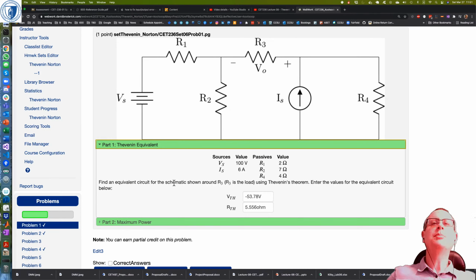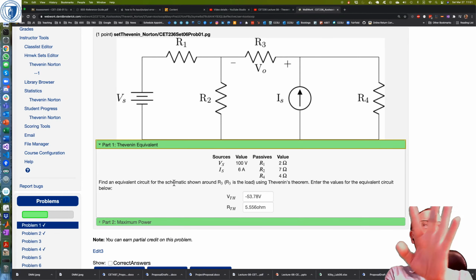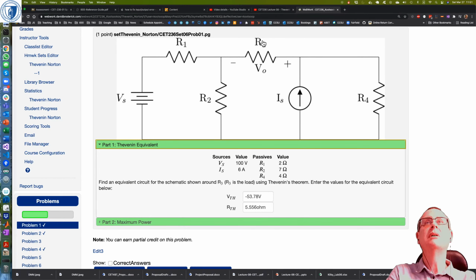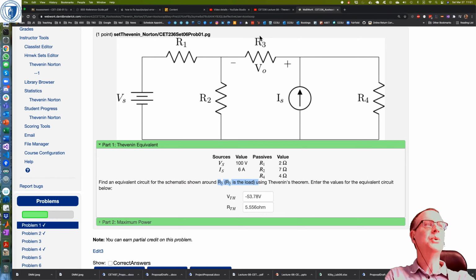So this one's a bit different. Here the load is R3, right? So the circuit is a little different, but the idea is still the same, right? That you disconnect the load and you analyze the circuit with the load disconnected.